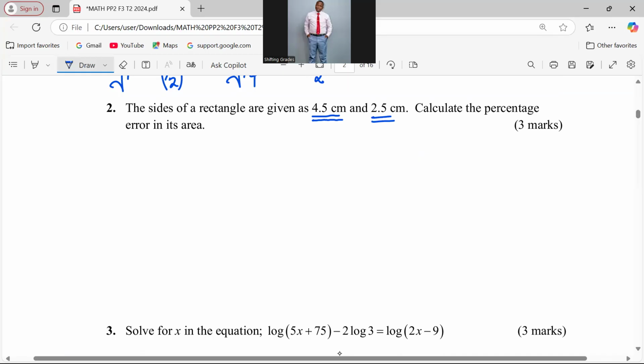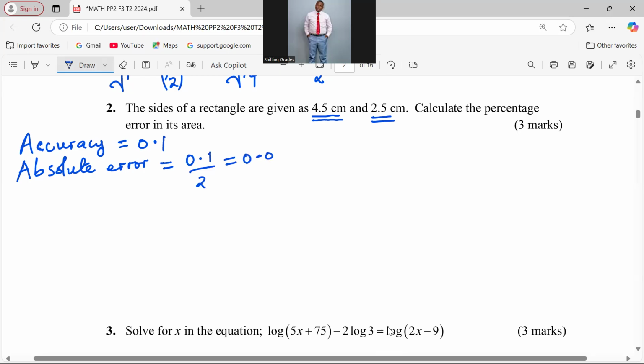And if it is the nearest 1 decimal place, it means the smallest unit, or rather the accuracy of recording this, being 1 decimal place, is 0.1. Because if we are recording 4.5, it means we can go to 4.6, 4.7, 4.8 that way. If we are recording 2.5, it means there was a 2.4, 2.6, 2.7 in such a manner. So the accuracy in both dimensions is 0.1. Now, how do we get absolute error in the recording of dimensions? Absolute error is given by accuracy divided by 2.